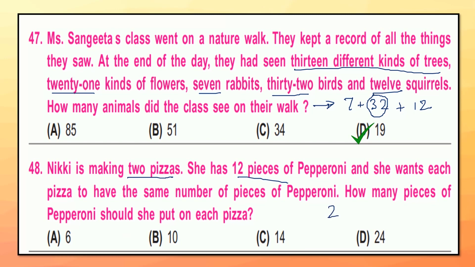So when you want to divide 12 pepperoni among 2 pizzas, 12 divided by 2 gives us 6. So each pizza will have 6 pieces of pepperoni. The correct answer is option A, 6.